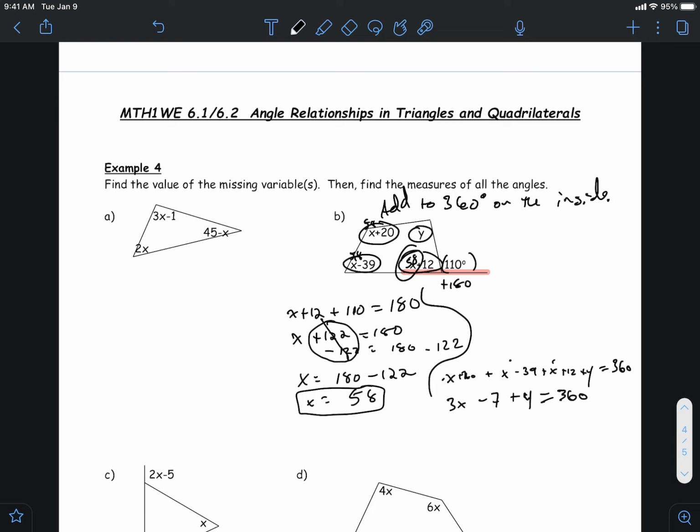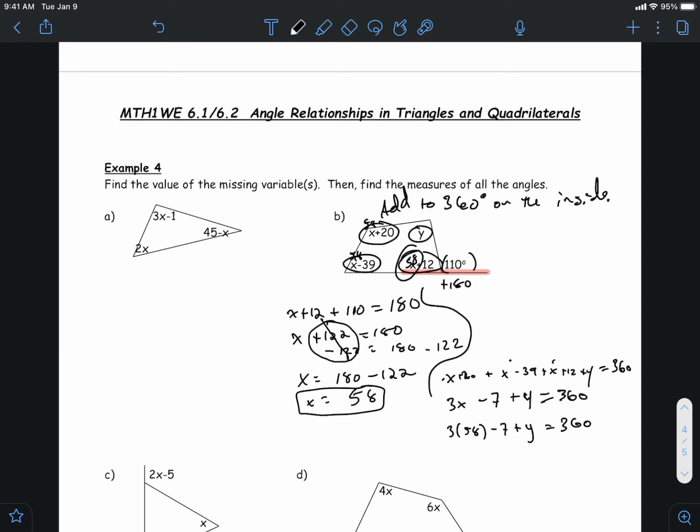Sorry, that looks like a 4. Okay, and now might be a good time to plug in what x is. We could get y by itself, whatever. It doesn't matter at this point. So 3 times 58 minus 7 plus y equals 360. So 3 times 58 would be what? 174? Am I close? 167. You mean 58 times 3? Yeah. 167.